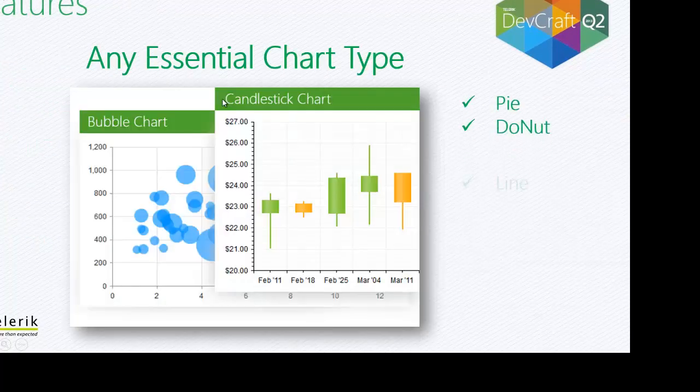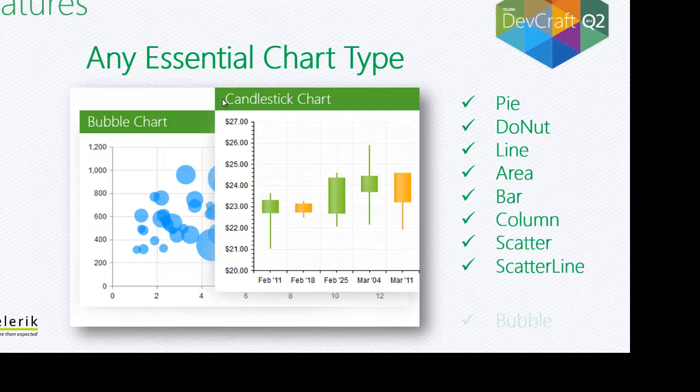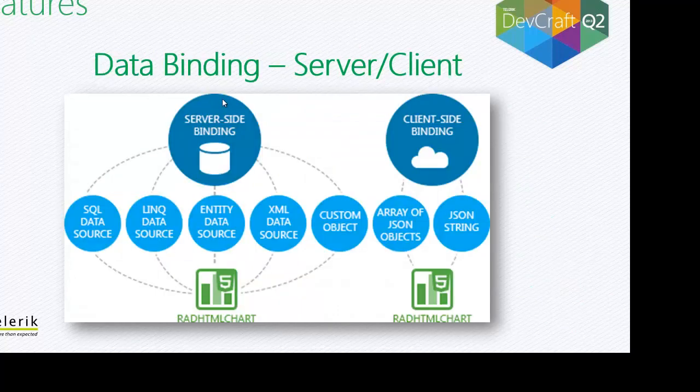Some of the features: any essential chart type we have covered in the RAD HTML Chart. Some of the chart types that we support are pie, donut, line, area, bar, column, scatter, scatter line, bubble, candlestick. So you name it, we have the chart there in the RAD HTML Chart suite.